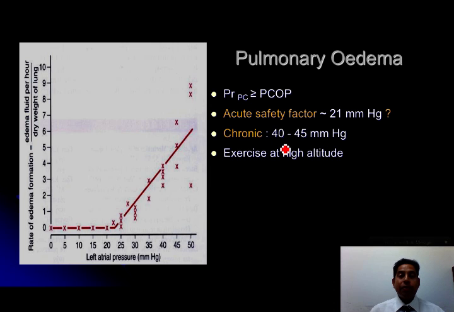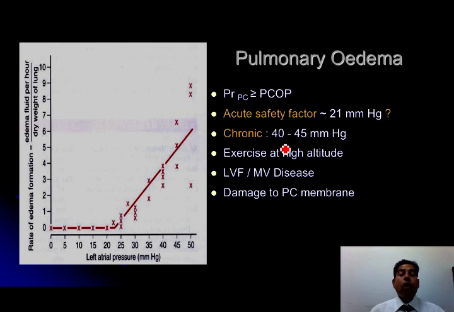Now, pulmonary edema can occur when you exercise at a high altitude, or you have a left ventricular failure, as we have seen, or you have a mitral valve disease, especially a regurgitation or a stenosis. Both can increase the volumes or pressures on the left side, leading to a left heart failure and ultimately development of a pulmonary edema. Any damage to the pulmonary capillary membrane can also result in edema, like in case of pneumonias. Toxic gases like chlorine and sulfur dioxide can also damage the pulmonary capillary membrane and lead to pulmonary edema.